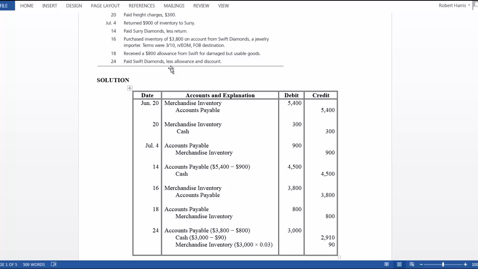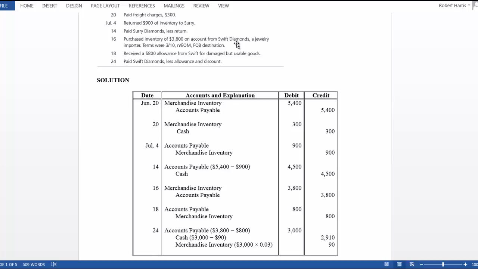The next thing that happened here is it says that we purchased inventory of $3,800 on account from Swift Diamonds. The terms are $310, so that means we get a 3% discount if we pay within 10 days. And the net amount, which means that if we don't take the discount, we owe them the full amount by the end of the month. That's what EOM stands for, and it's FOB destination.